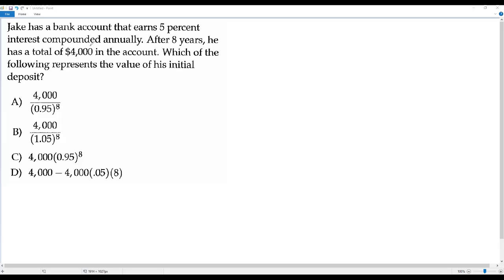Okay, the final value of the deposit is given, that is $4,000 after 8 years, and the rate of interest is 5%. It is compounded annually. We have to find the initial deposit. Okay, first let me write the formula for compound interest. That is A equals P times (1 + r/n) to the power of n times t.